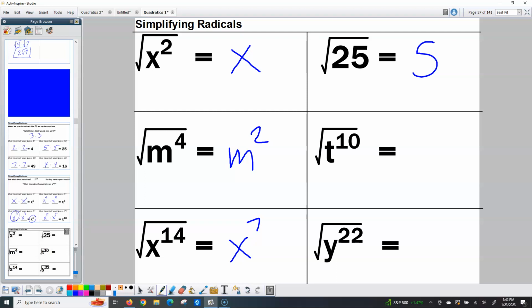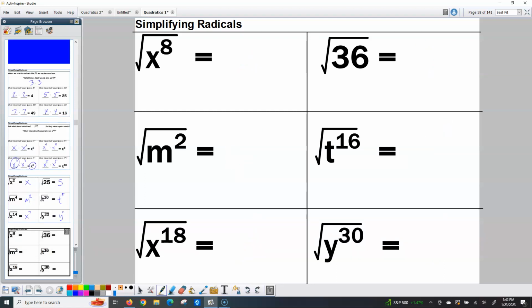If you notice, all of these are even exponents. So on each of these, I'm just cutting them in half. So this would be t to the 5th. This would be y to the 11th. What times itself would give us those numbers? Those are all even exponents. That's nice and easy. You could do this. Square root of x to the 8th would be x to the 4th.